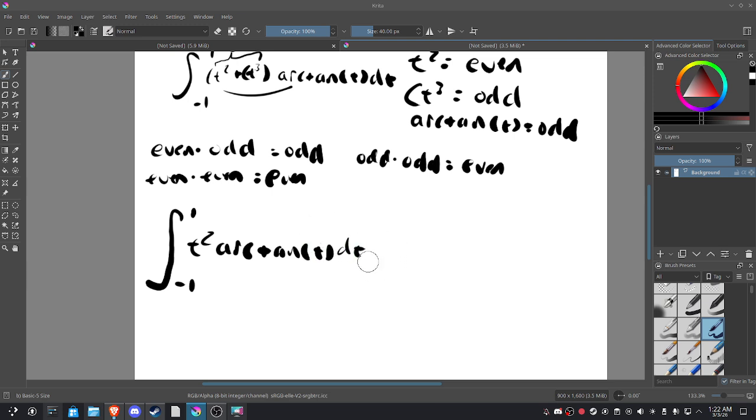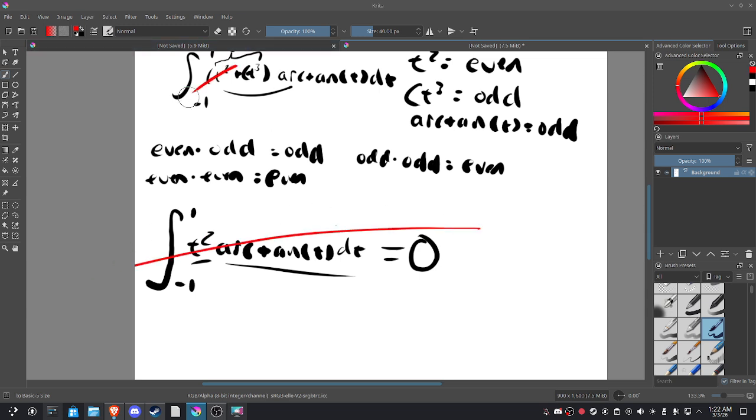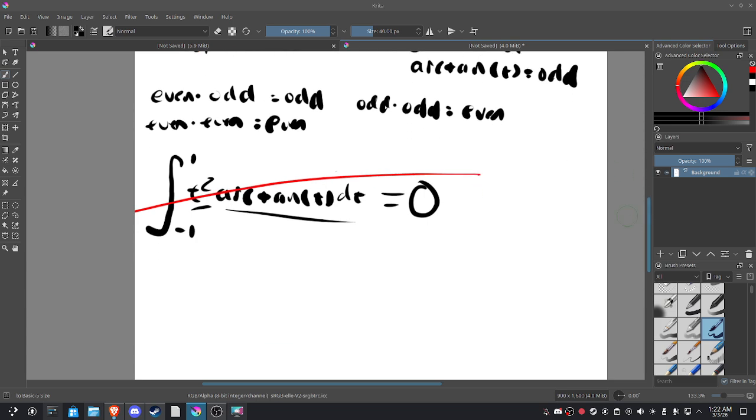dt. Of course, this is an even function times an odd function, which is an odd function, so this will equal 0. Okay, so we actually don't even need this part of the integral. We can even mark it off here. Actually, I'll do it in a fun, different color. Exhilarating.